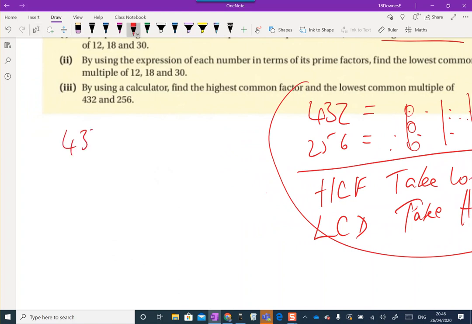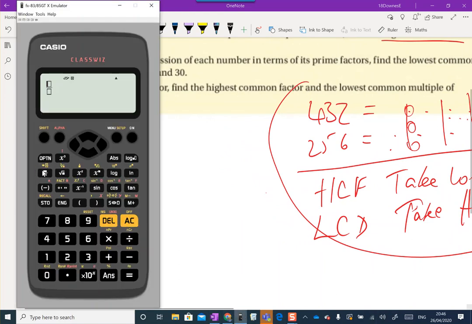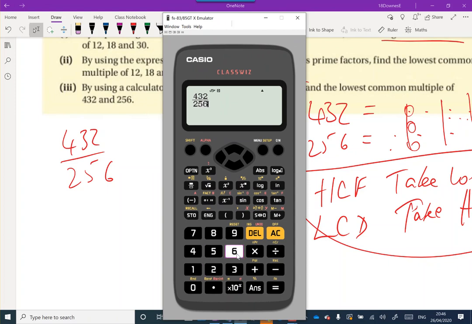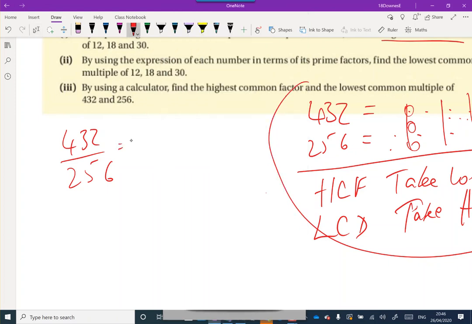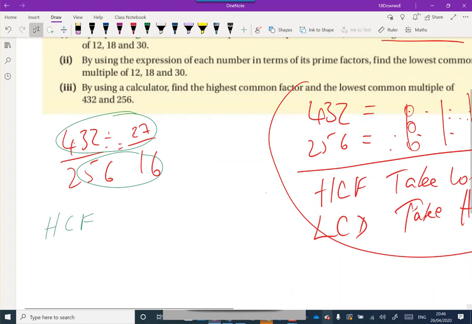So you put 432 over 256 and you see what your calculator tells you. Okay, and that's equal to 27 over 16. Now you divide 432, you can either divide those two or those two. It's going to be the same answer. Okay, and that's going to be the highest common factor. Every time, provided you just use 2 digits, it's that easy.